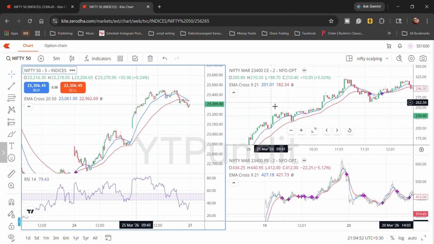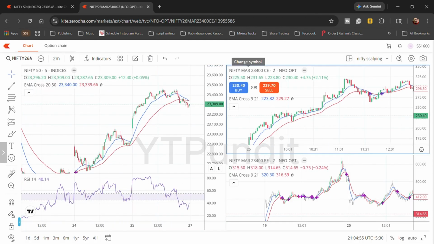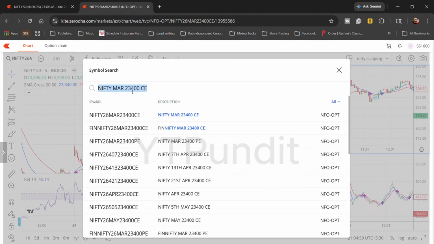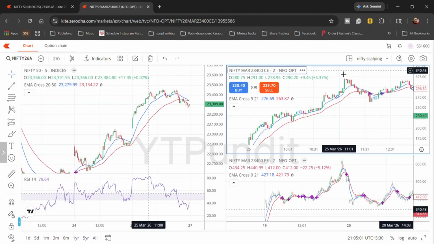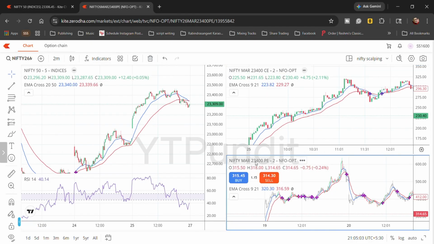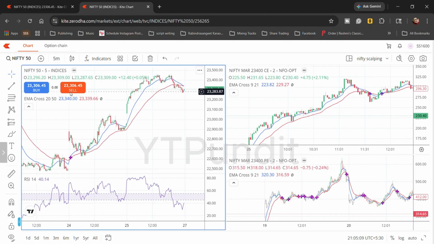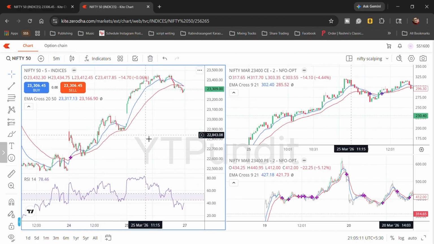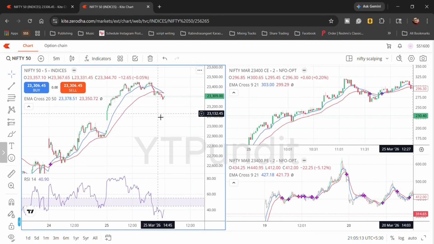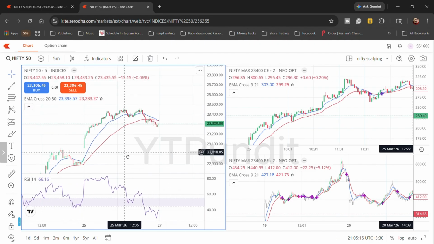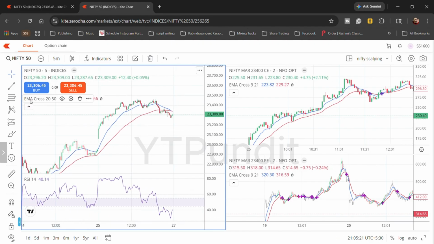And for this one, in the morning, you can go there and select the ATM C price and, at the bottom, the ATM P price. Okay. Now see, this is of 24th, 25th. 25th was today. You see the EMA cross.